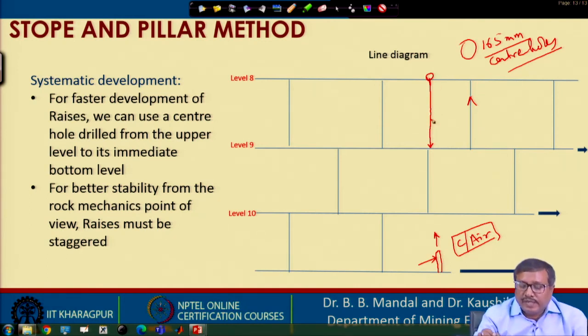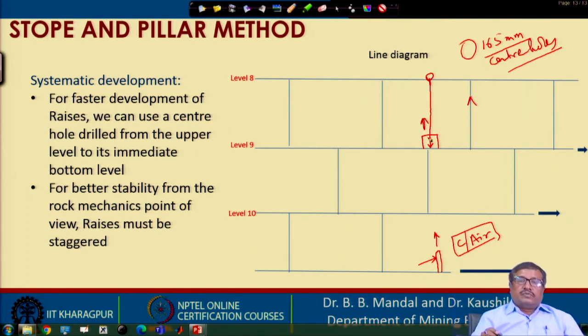So, we can make one large diameter hole. After you make the large diameter hole, you can start the raising from the bottom level. This large diameter hole, which is always existing throughout the raising process, will provide ventilation, and the raising will be much faster. So, that will give you more number of raises, and that will give the flexibility of increasing your productivity. Faster raising, faster development, as I am repeatedly telling, is the essence of the faster production from stope and pillar method.